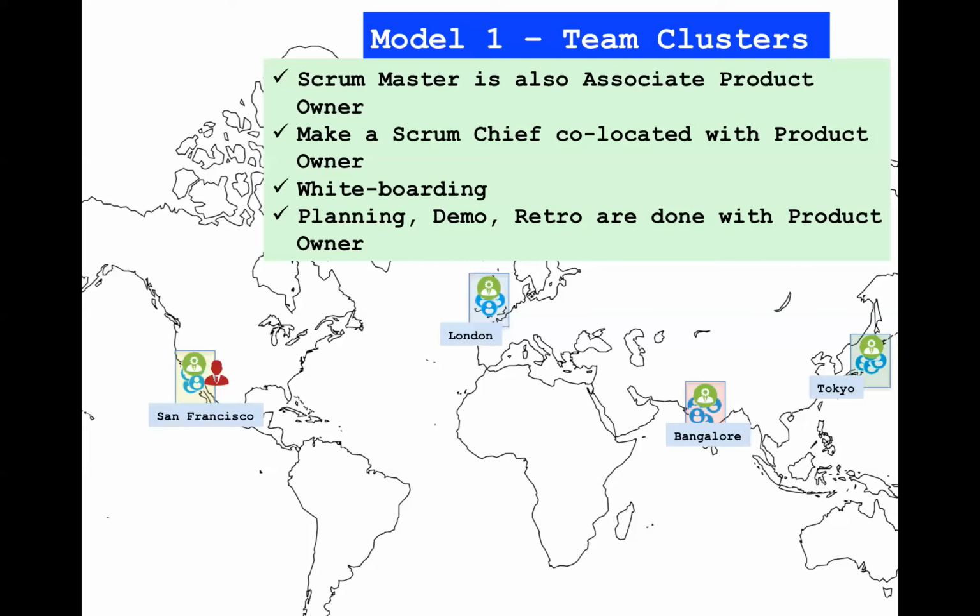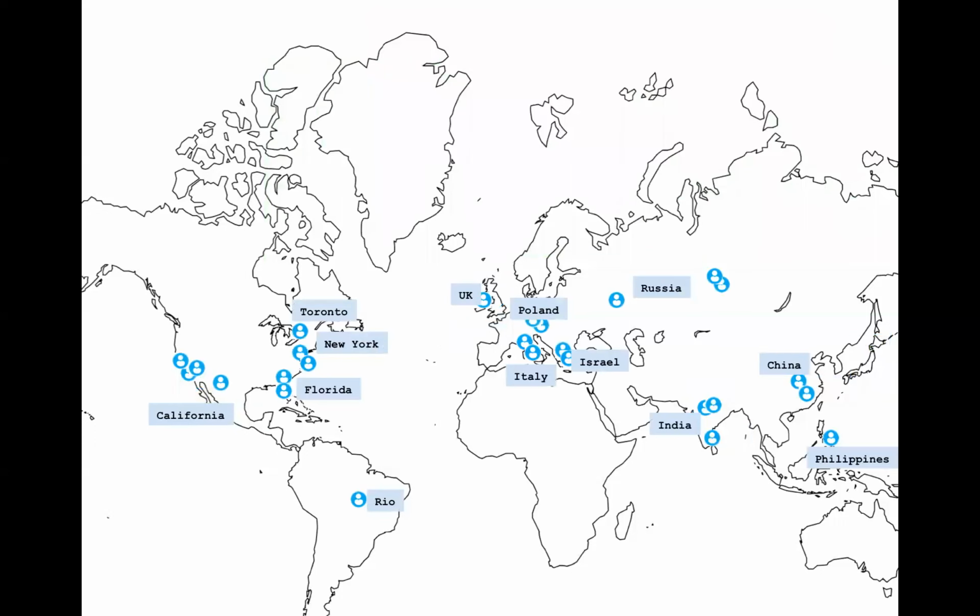Now, what if your team is not clustered by cities? So let's see that scenario, which is what you see in this map, where your engineers are scattered all over the world. You have a bunch in California and Texas and the east and west coast of US, someone in Toronto, somebody in Rio, scattered in Eastern and Western Europe, a few in Russia, a few in India, a couple in China, and somebody in Philippines, let's say.